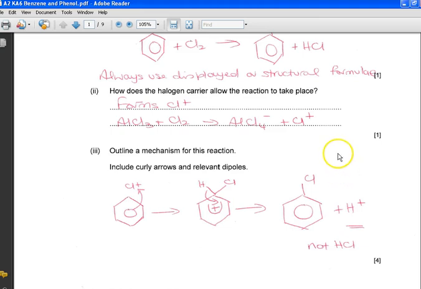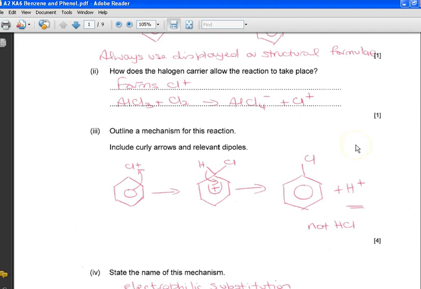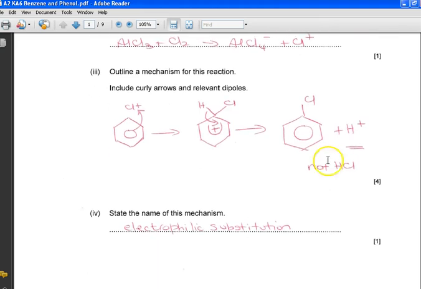How does this happen? As we know, benzene is not very reactive. So the halogen carrier allows the Cl+ to form, because it wouldn't form by itself, because the electrons are so spread out over the ring. There isn't enough electron density to cause a dipole in a chlorine molecule. So you need the halogen carrier to form the Cl+, or whichever halogen it is, the electrophile basically.